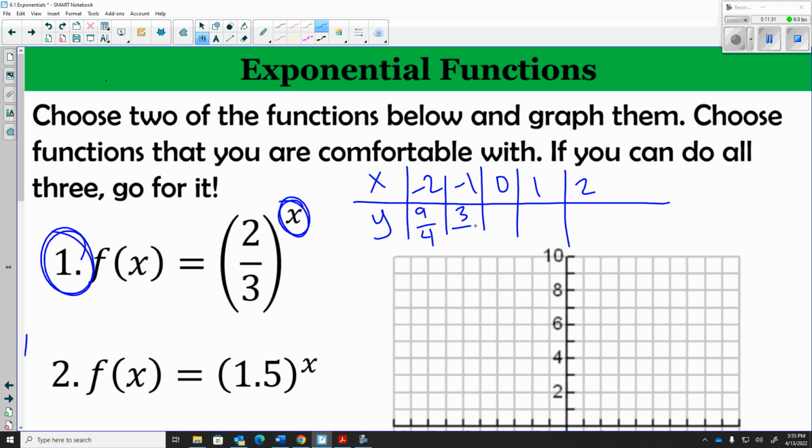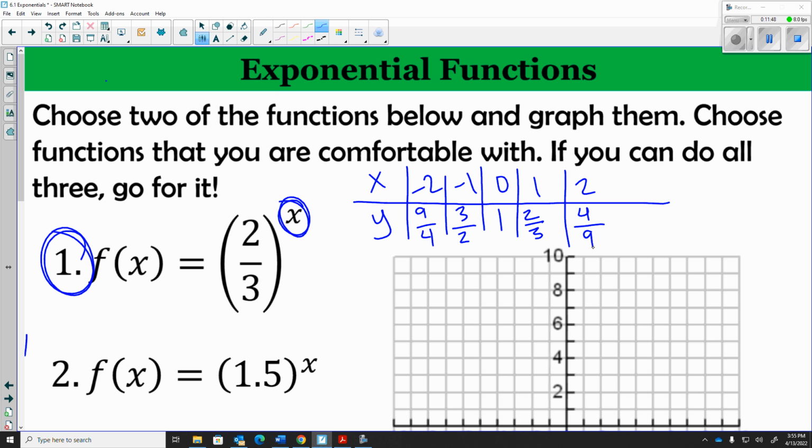The other ones we can probably do in our heads. Anything to the 0 power is 1. If you raise it to the first power, it doesn't change. It's just 2 over 3. And if you raise it to the second power, all you need to do is square the top and the bottom. So that's going to be 4 over 9.